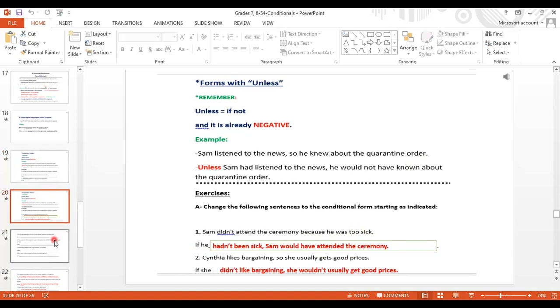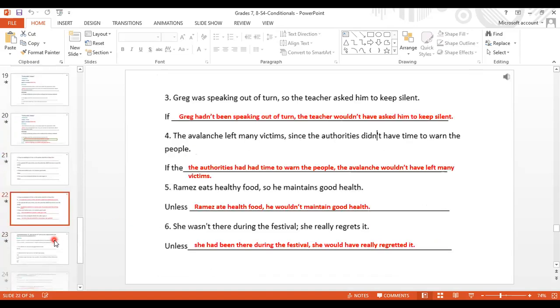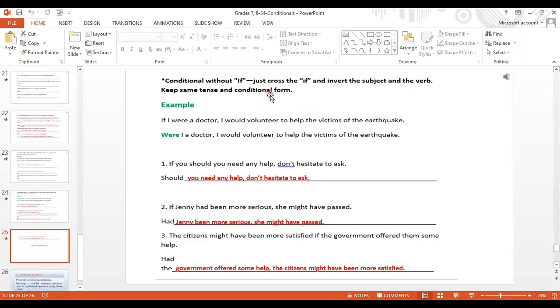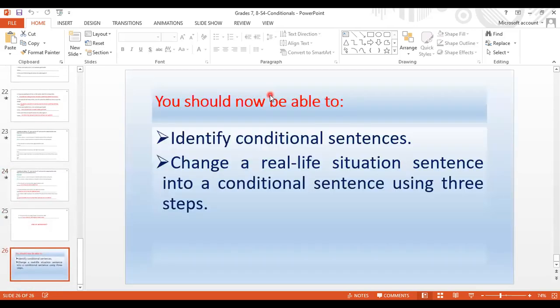Next, you have more examples, okay? Now, conditionals without if, as we said: we cross out the if, invert the subject and the verb, and keep the same tense, because they're both conditional forms. Here you have more examples, and here's the end of the worksheet.